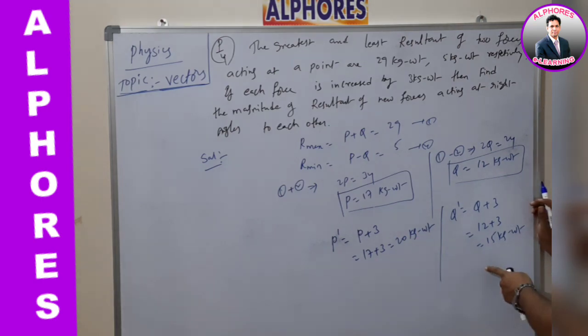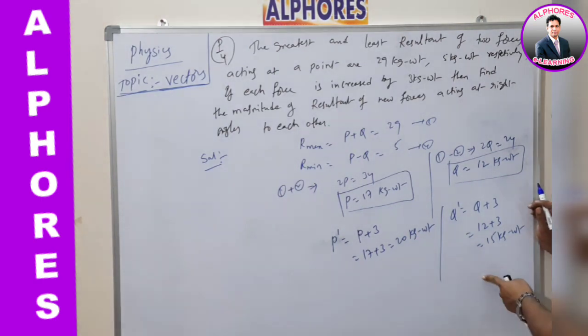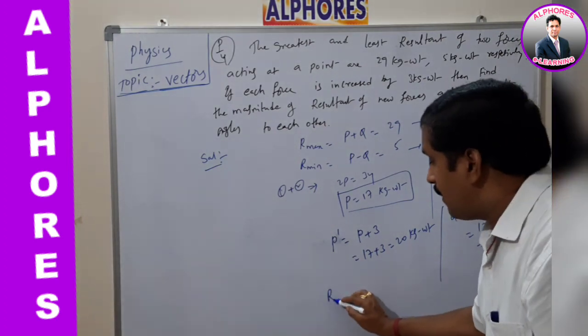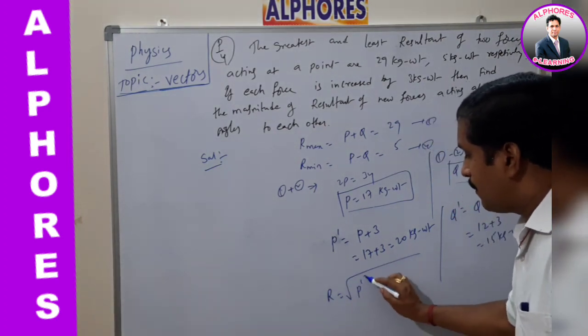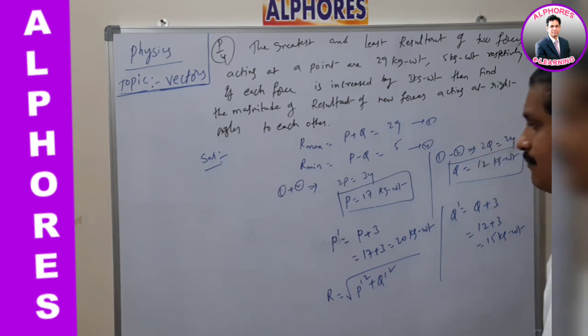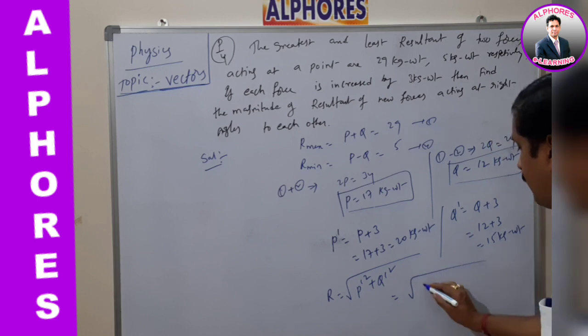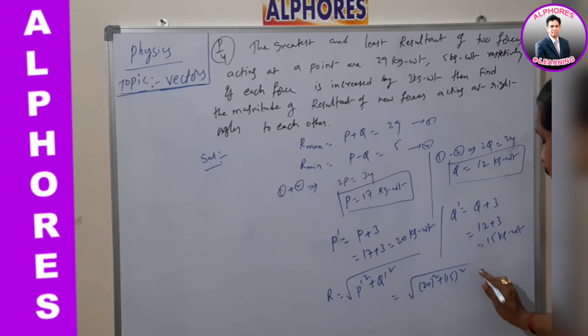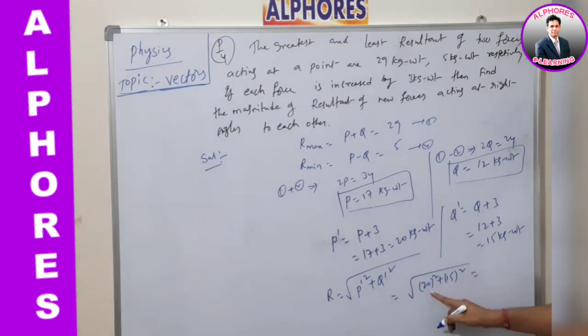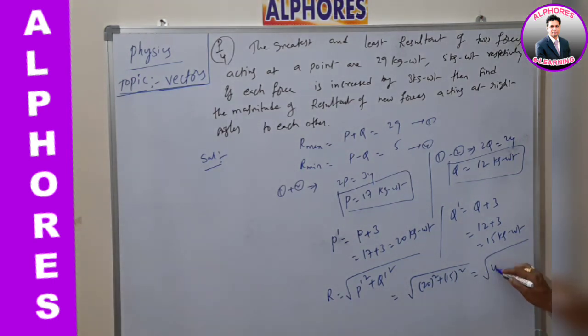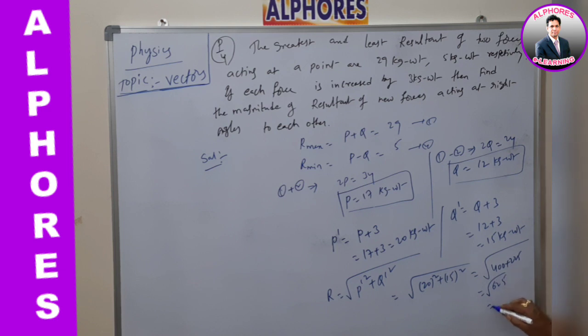20 kg weight and 15 kg weight. If these two are perpendicular, what is the meaning of R is equal to root of P dash square plus Q dash square? What is the answer here? The root of 20 square plus 15 square. Root of 400 plus 225, that means root of 625. So what is the answer here? That is equal to 25 kg weight.